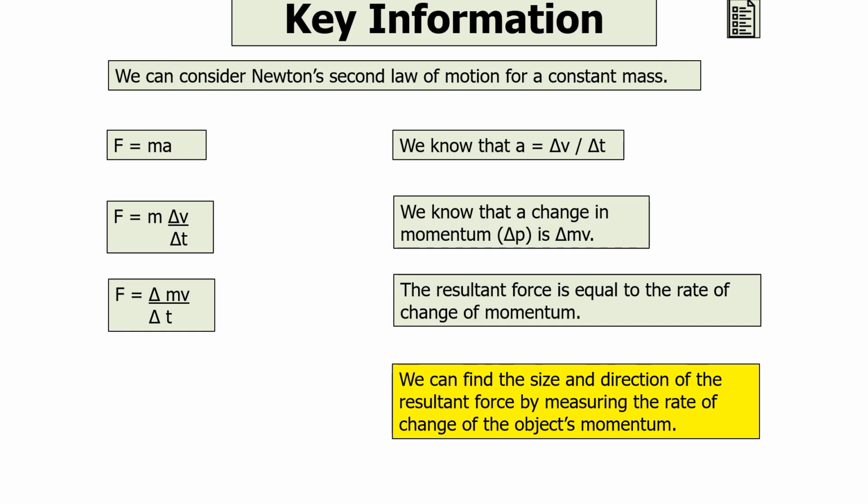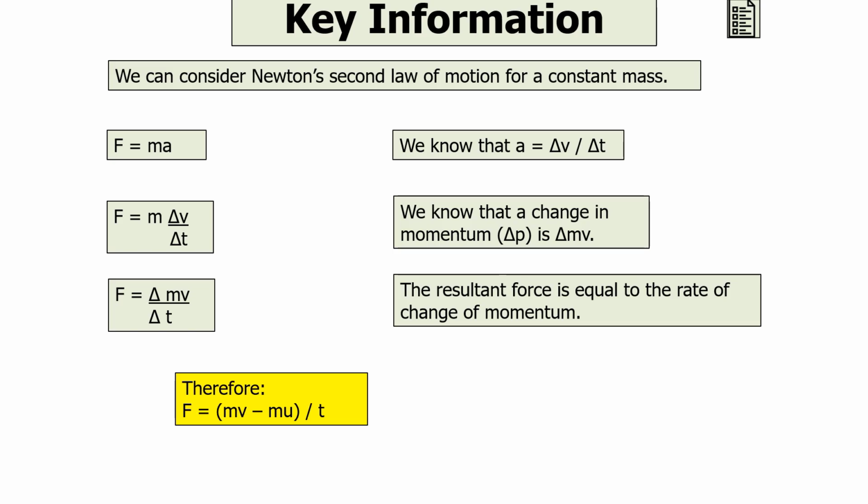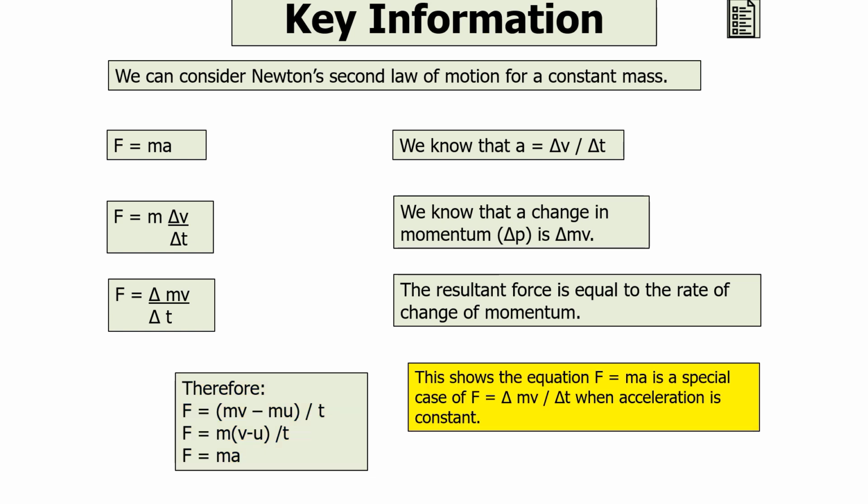Now we can find the size and the direction of the resultant force by measuring the rate of change of the object's momentum. Now remember, the change of momentum is the final momentum minus the initial momentum, or mv minus mu. So we could write the equation as F equals (mv minus mu) over t, or F equals m(v minus u) over t, which therefore simplifies again to F equals ma. So this shows us that the equation F equals ma is a special case of F equals delta mv over delta t for when acceleration is constant.